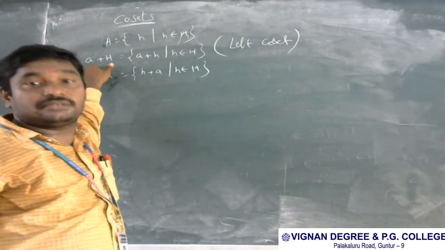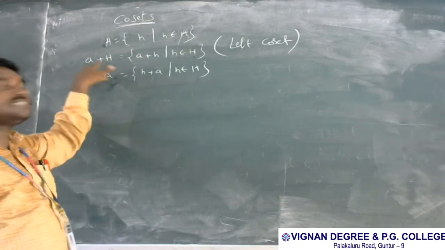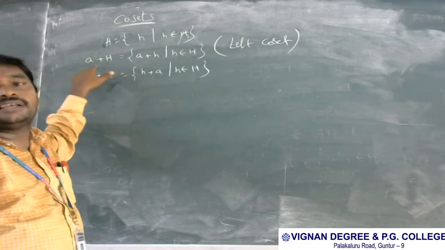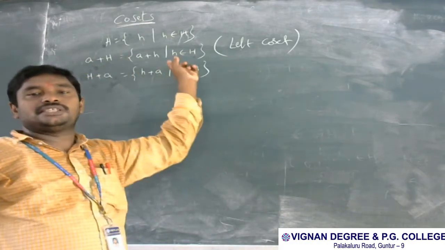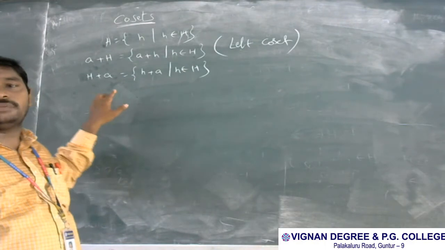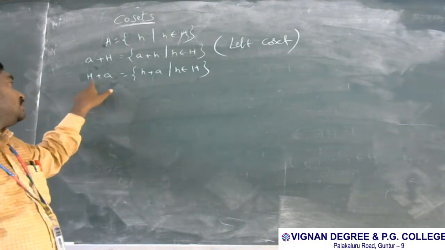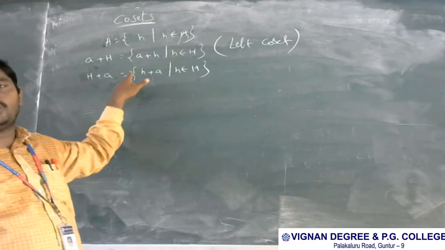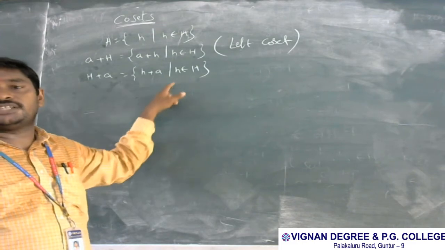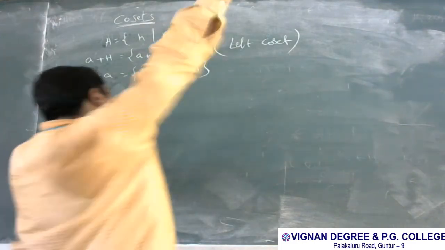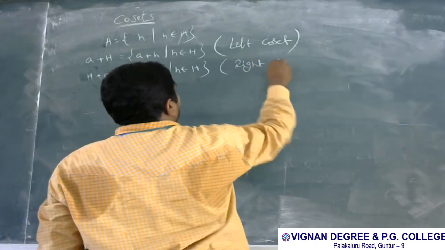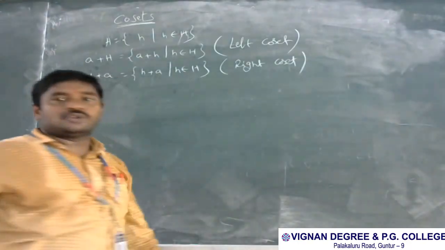Why, sir, is this called left coset? Because small a is an element added to H on the left side. So this is called left coset. Okay friends? Next, right coset. Right side means to H we are adding small a on the right side. Then we get H plus a, meaning {small h plus small a such that small h belongs to capital H}. Which side are we adding small a? Right side. So it is simply called right coset.